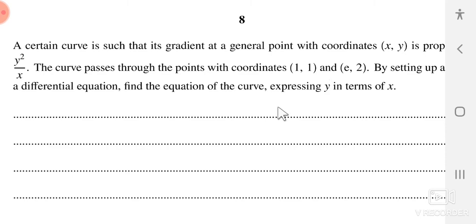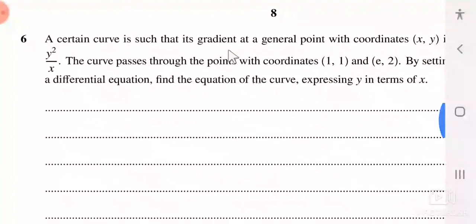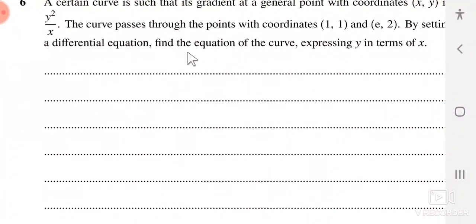So the important words in this question here are the gradient at a general point. So gradient is dy/dx, and this is proportional to y^2/x. So dy/dx, with the sign of proportionality, y^2/x, and then you can replace that proportionality sign by an equals sign by introducing the constant term k, and then you can calculate the value of k by using the values of x and y given. You need the point to calculate the value of k.